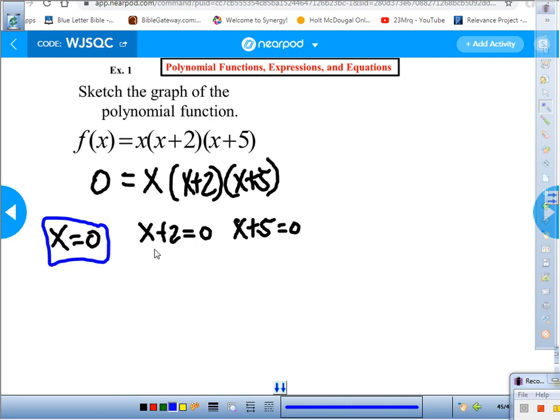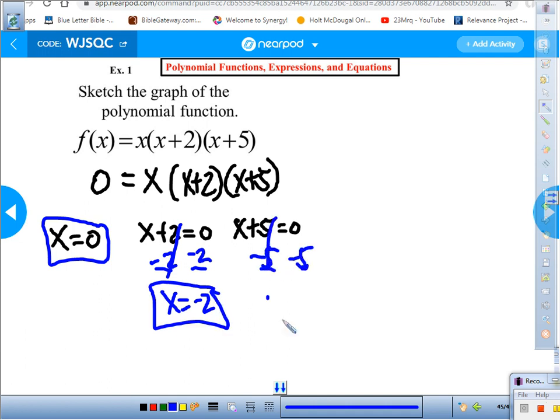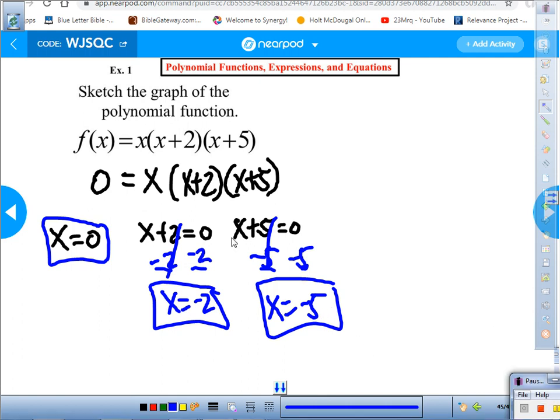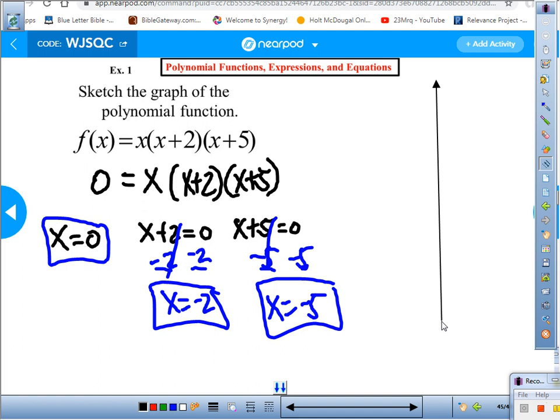This one's already solved. Minus 2, minus 2, x equals negative 2. Minus 5, minus 5, x equals negative 5. Copy that. I'm not done yet, but that's part of it. All right, so far so good. Now we need to graph this. Here it goes. Here's my coordinate plane.